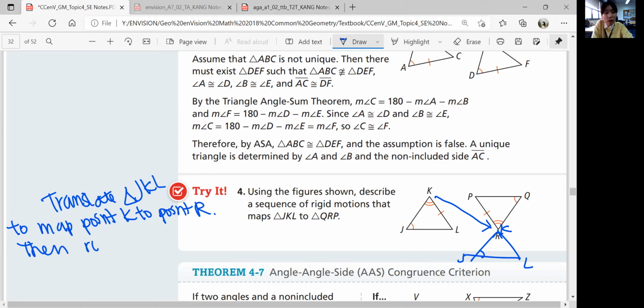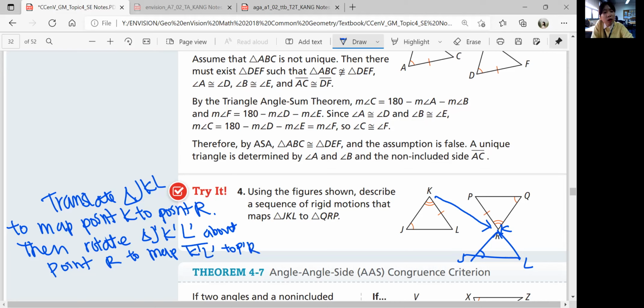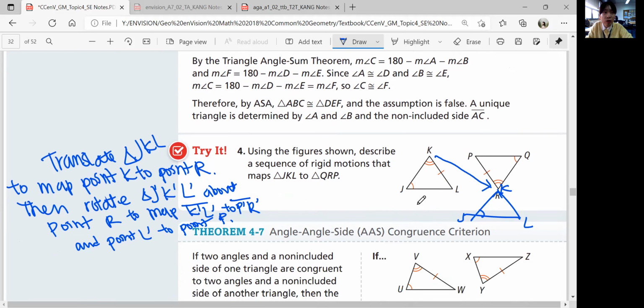Okay? So we're going to rotate triangle J prime, K prime, L prime about point R to map line K prime L prime to PR and point L prime to point P. Okay, and now we have two rigid motions that map the two triangles.